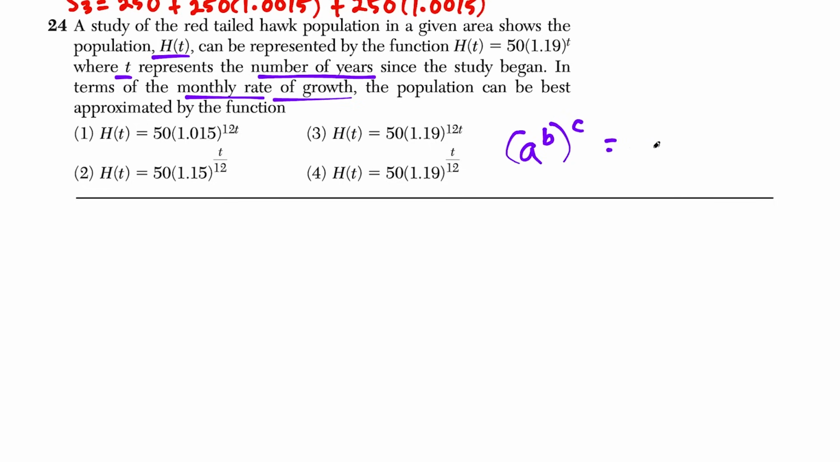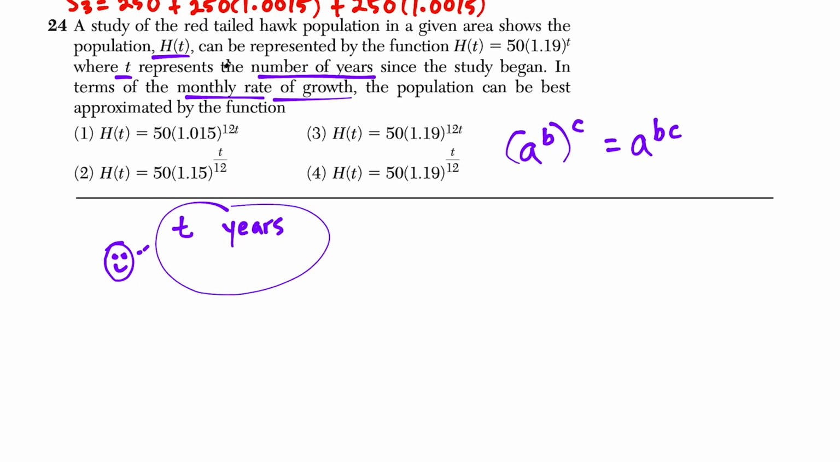Now, the big technique we need for this question is a to the b to the c power equals a to the b times c. We need this property of exponents. And what I'm thinking of here is that t is represented as the number of years. Okay, so t is the number of years. So if I want to write the function in terms of the monthly rate of growth, well, if t represents years, if I multiply t by 12, 12 times t would be the number of months.